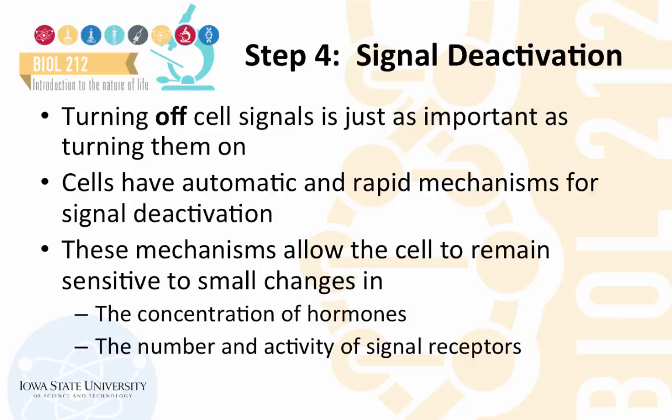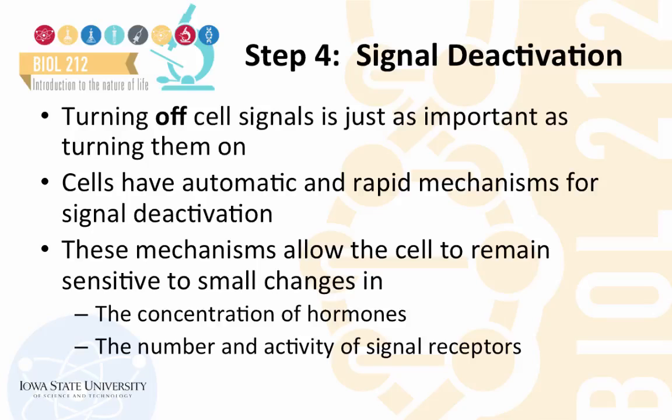The last step in cell-to-cell signaling involves deactivating the signal. Turning off cell signals is just as important as turning them on, because if a signal is continuously on, the cell will keep responding to it, even when the response is no longer needed, and that can be harmful to the health of the cell and the organism. Cells have automatic and rapid mechanisms for signal deactivation.